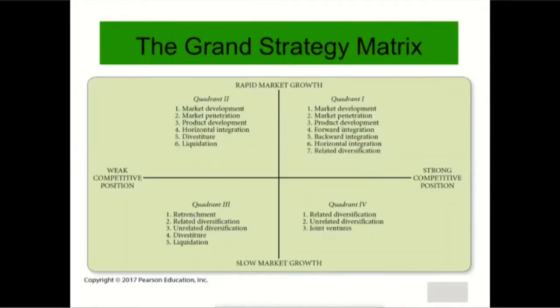Next is the Grand Strategy Matrix. All organizations can be positioned in one of the Grand Strategy Matrix's four strategic quadrants. These are the characteristics of each firm in each quadrant.